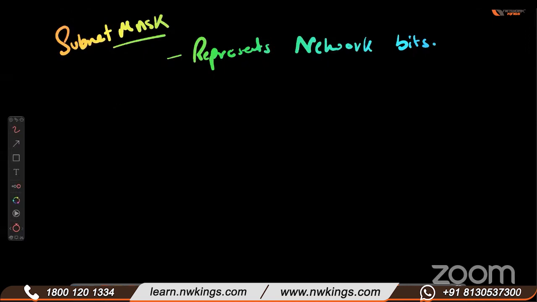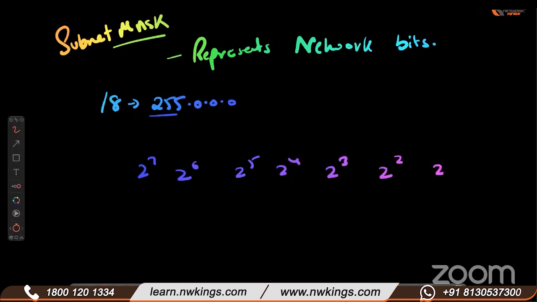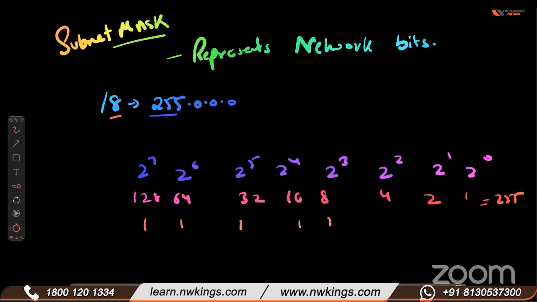Okay, so represent network bits. I'll explain something. /8 was 255.0.0.0. How did we get 255? Because if you calculate the powers of two, and I have told you this 2-3 times before, if you add all the values, you get 255, right? So 8 means 8 bits: 1 2 3 4 5 6 7 8. So /8 means 255.